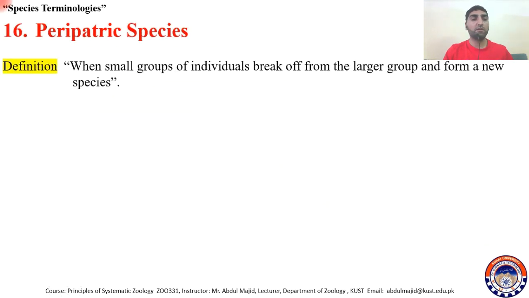The other one is peripatric speciation. So what is peripatric speciation? It is when a small group of individuals breaks off from the larger group and forms a new species. So it's again very simple. There's a parent population, and a small population becomes isolated, which is known as the peripheral population. And when they become geographically isolated and there is no exchange of genes, with the passage of time they will develop into a new species.